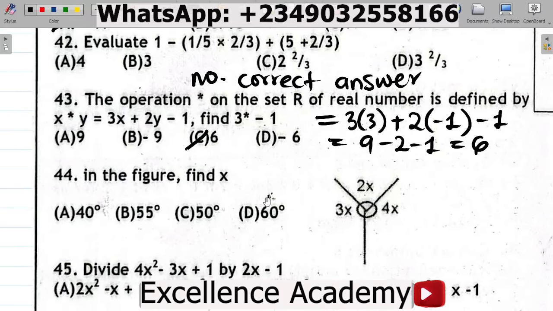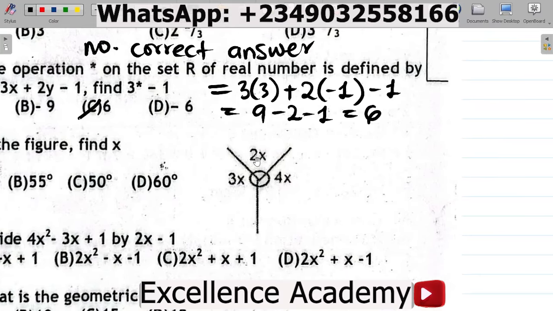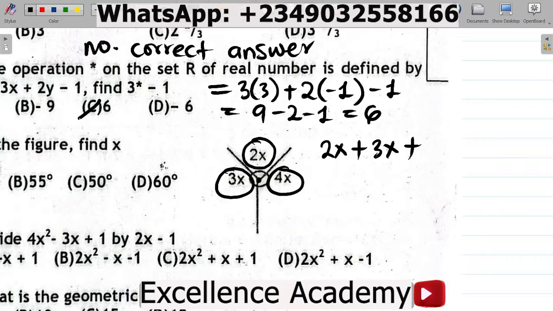That's simple. All right. Question number 44. In the figure, find x. That's this figure here. Find x. A, 40 degrees. B, 55 degrees. C, 50 degrees. D, 60 degrees. Now, how do you solve this? You want to observe that in this figure here, you have angles at a point, and we know that the sum of angles at a point is equal to 360. So this angle 2x, plus this angle 3x, plus this angle here 4x.